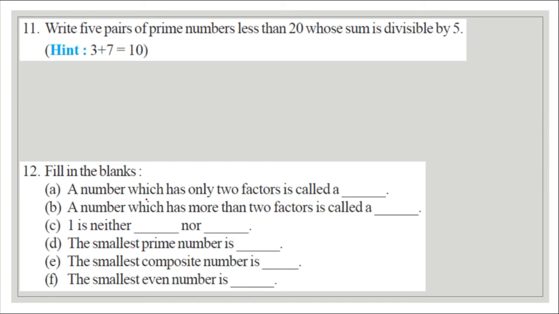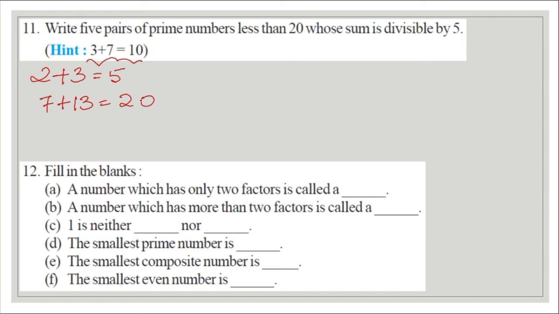Look at question number 11. Write 5 pairs of prime numbers less than 20 whose sum is divisible by 5. Here they are given a hint. 3 plus 7 is 10. 3 and 7 are prime and 10 is a number obtained by their sum and it is less than 20, which is divisible by 5. 2 plus 3 equal to 5 and 5 is less than 20 and divisible by 5.